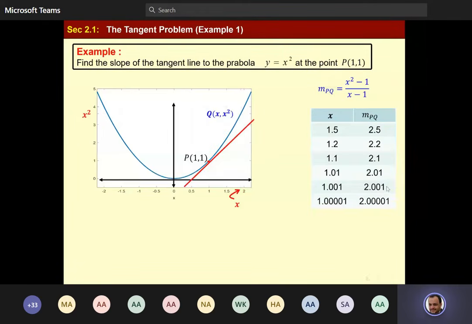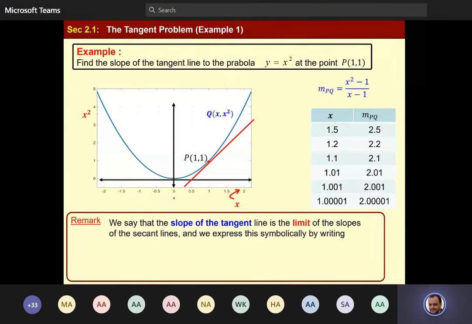I think this is the same remark that we have repeated before. Now, we say that the slope of the tangent line is the limit. This is the idea behind the limit, shabab. When we have a point that is getting closer and closer, when we have x very close to 1, this is the meaning of the slope: the limit of the slopes of the secants, and we express this simply like this.